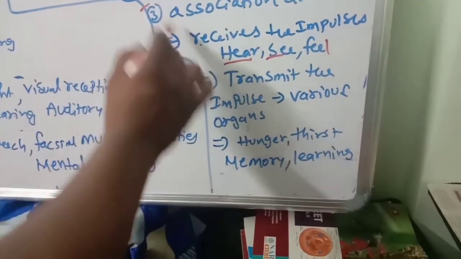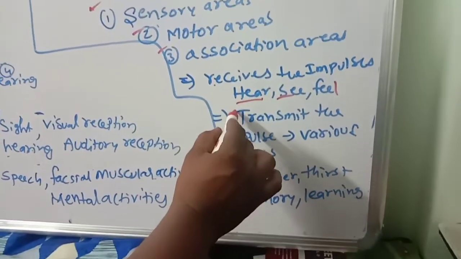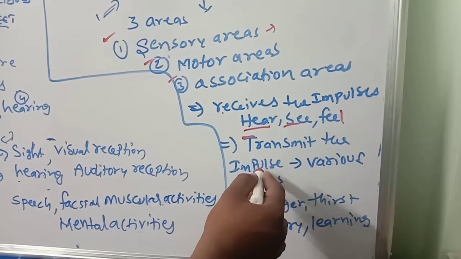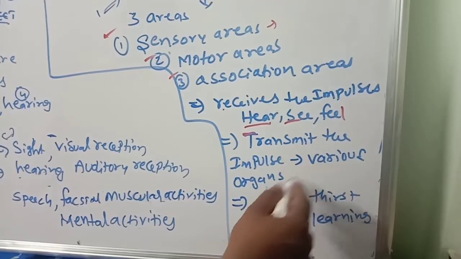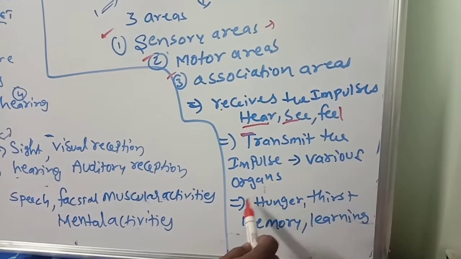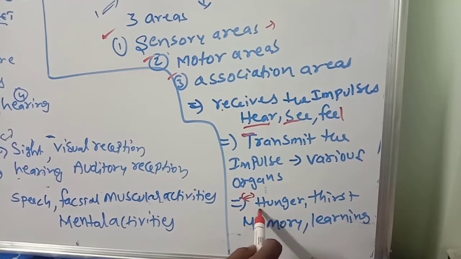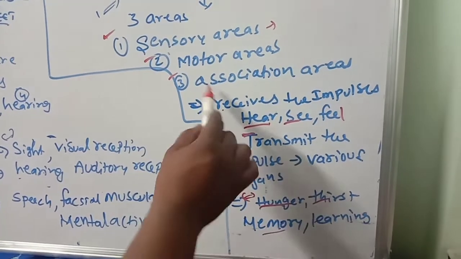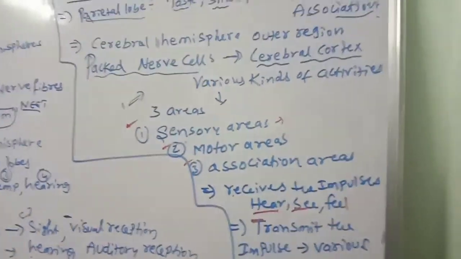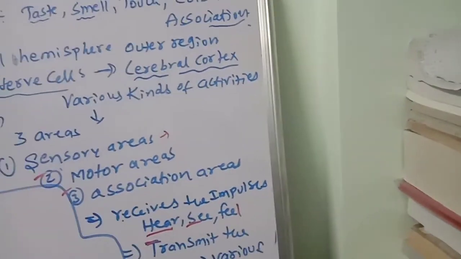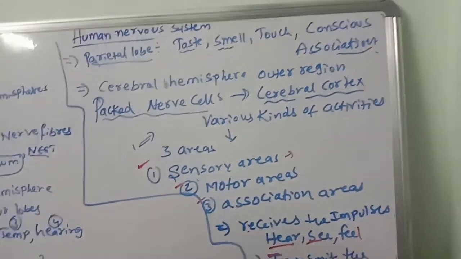Second, the motor areas transmit the outgoing impulses from the brain to various organs. Then the association areas think about hunger, when you are feeling hungry, and thirst, and memory and learning. These all are under control of the association areas. Like that, different concepts are there, so you have to remember all these things.